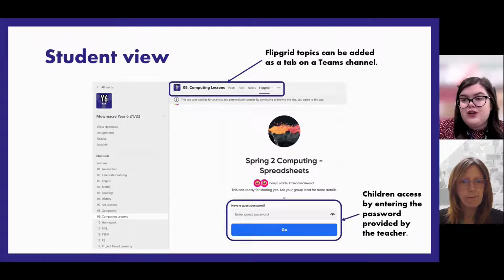When the children want to access Flipgrid, the easiest way that we found is to embed it as a tab on our Teams channel. So at the top, you can see that we've got Flipgrid. Once they click on that, it comes up telling them that they're on the correct Flipgrid and they need to have a password. So we provide them with a password, and it'll be something linked. So for example, this is a computing task. It would be something relating to that task, easy for them to remember.